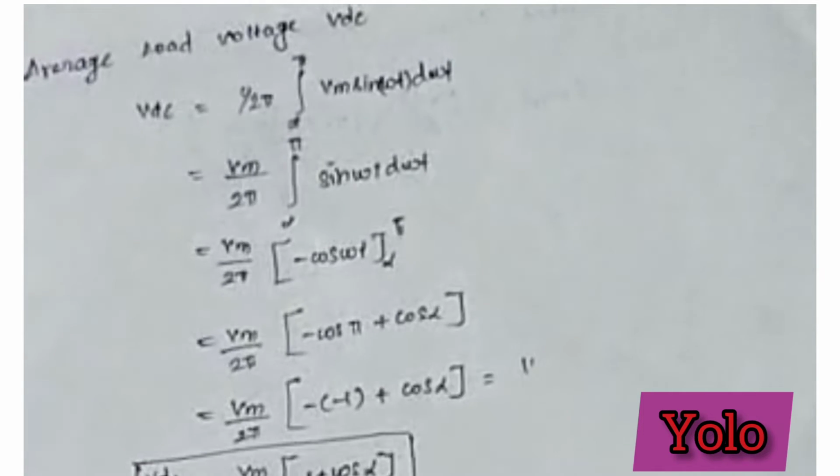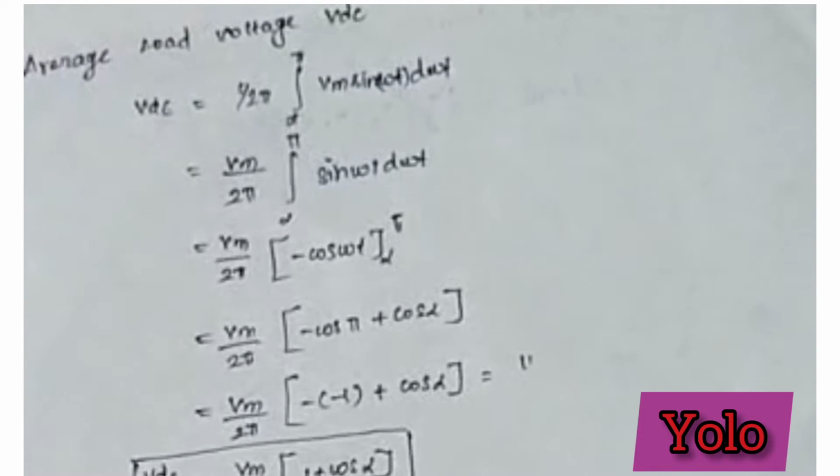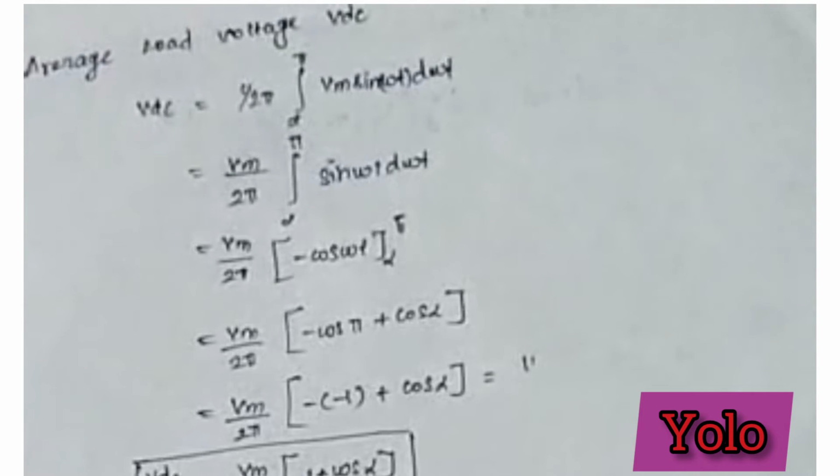Next term. So Vm divided by 2 pi, upper limit minus cos pi, plus cos alpha. Minus cos pi value is minus 1, so we put a minus 1 in this step plus cos alpha. So we derive the equation VDC equals Vm divided by 2 pi into 1 plus cos alpha.